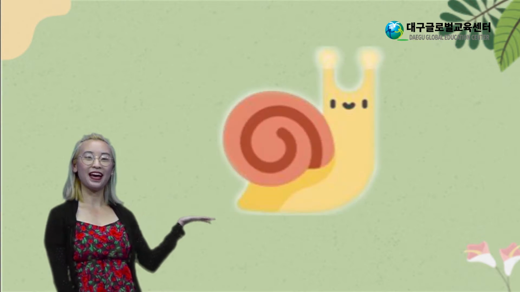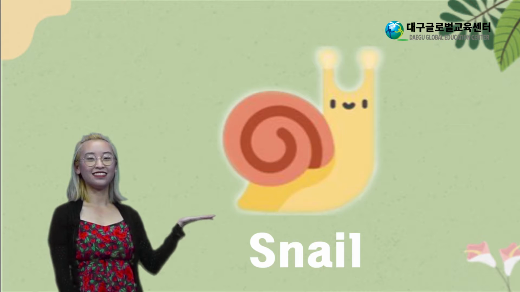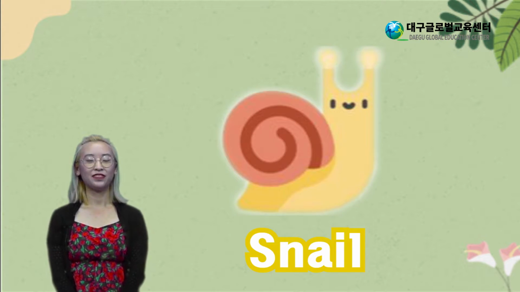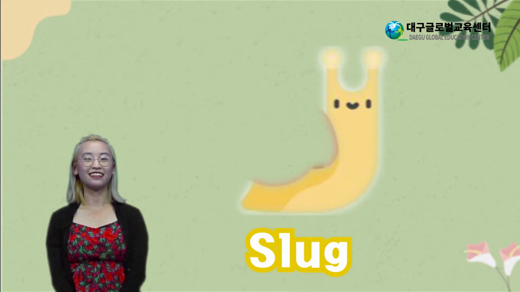And the next picture, we all know, it is flower. Our plants can sometimes grow flowers. And last but not least, we have snail. Snails without its shell is called a slug.